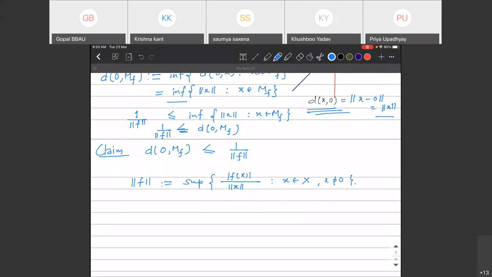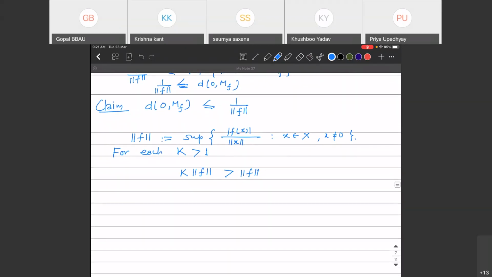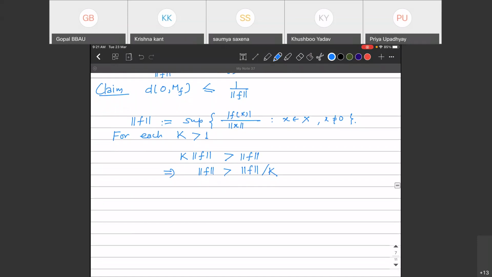Now do one thing. Take a k greater than 1. For each k greater than 1, when I multiply k by norm of f, it will be greater than norm of f, correct? Any doubt here? No, sir. So this implies norm of f is greater than norm of f by k. Okay, so far it's good.